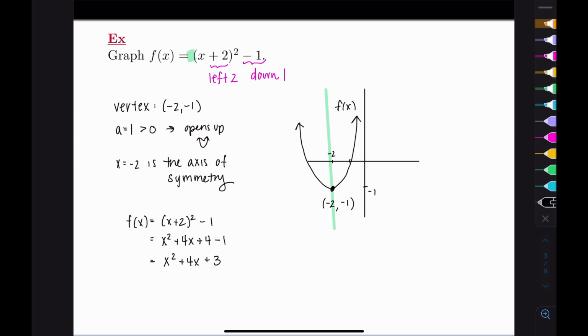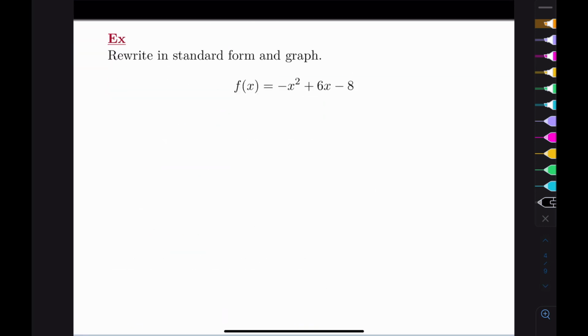So again, general form is not great for graphing, but it is going to be useful when we talk about finding intercepts. Okay. For this next one, I'm going to try to put this in standard form and then utilize that to graph. The problem is I need something very specific and I need to find the vertex, so I need to be able to know the transformations. So this is going to use a process that's called completing the square.